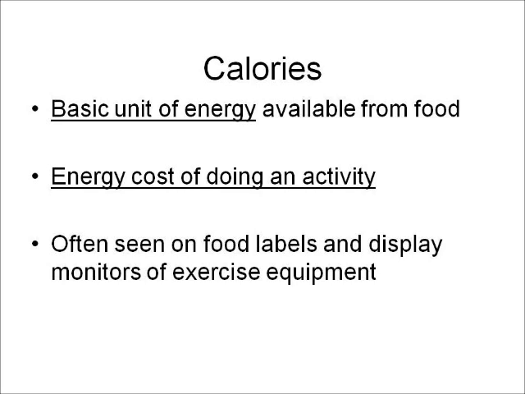Next slide, calories. Basic unit of energy available from food. Next bullet point, energy cost of doing an activity. And the third bullet, often seen on food labels and display monitors of exercise equipment.